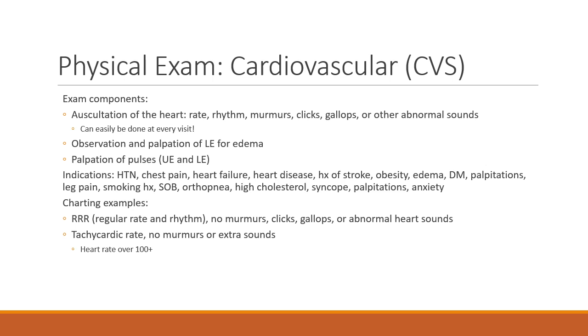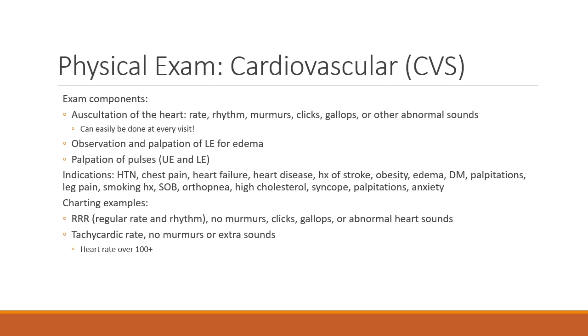So two simple charting examples I included are RRR, regular rate and rhythm. That again just goes with the rate and the rhythm of the heart. It has nothing to do with any abnormal heart sounds. So remember to always comment about if anything abnormal was heard, not just the rate or the rhythm of the heart. So that would include RRR, regular rate and rhythm, with no murmurs, clicks, gallops, or abnormal heart sounds.